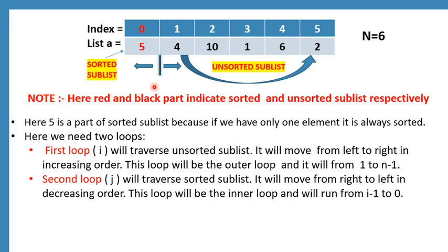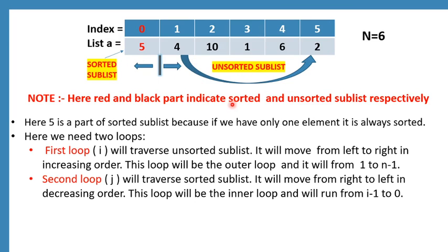Okay, now here we need two loops. First loop will control the unsorted sublist, and the second loop will control the sorted sublist. Now the first loop will move from left to right, and it will always be in increasing order. Why increasing order? Because first of all it will traverse index 1, then index 2, then index 3, then index 4, then index 5. So if we are going from left to right, it is an increasing order.